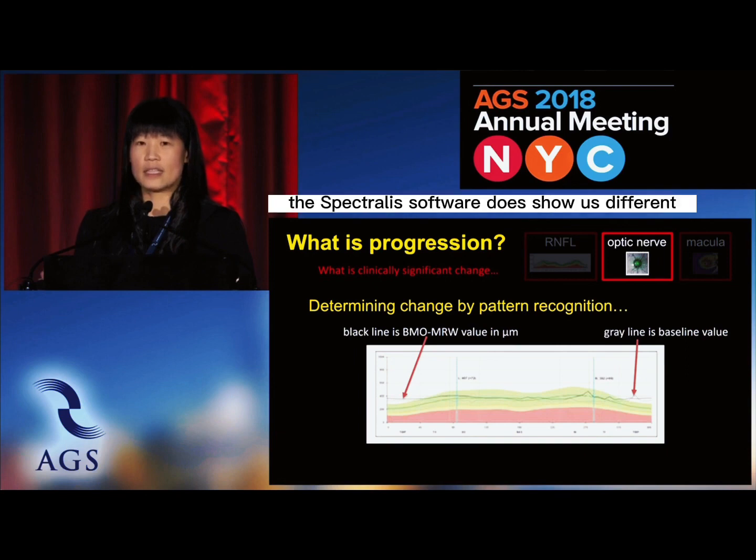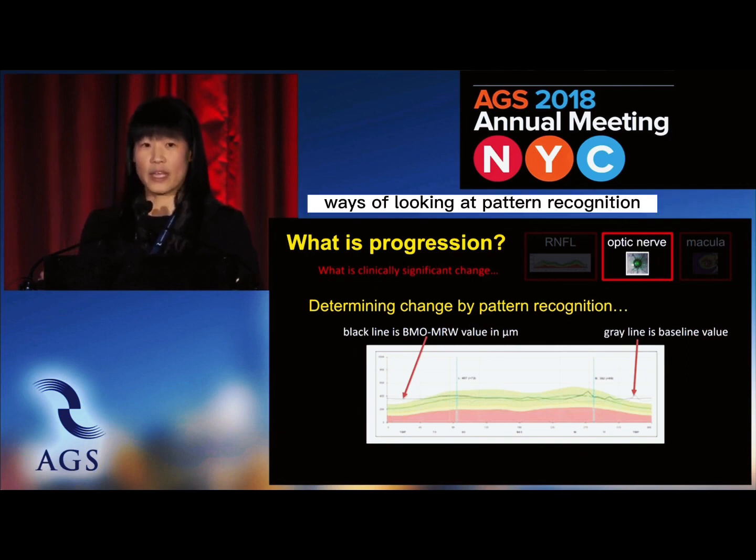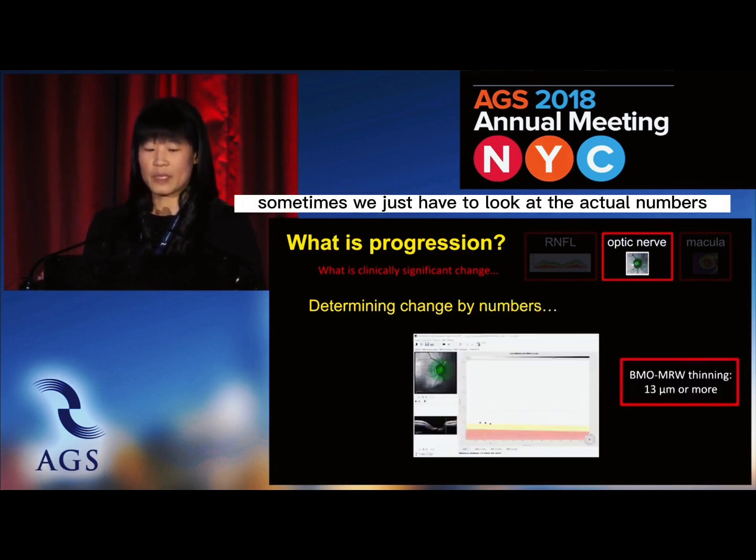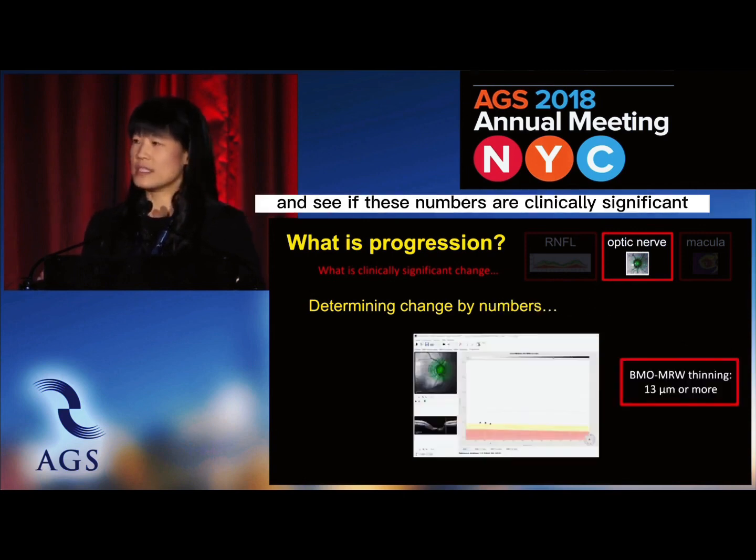So that being said, the Spectralis software does show us different ways of looking at pattern recognition. So if we see change from baseline, but again, sometimes we just have to look at the actual numbers and see if these numbers are clinically significant.